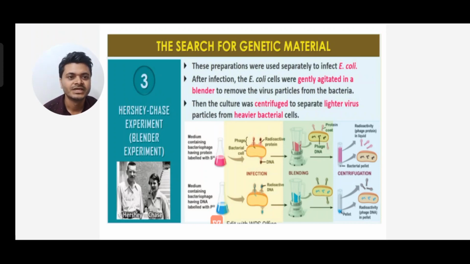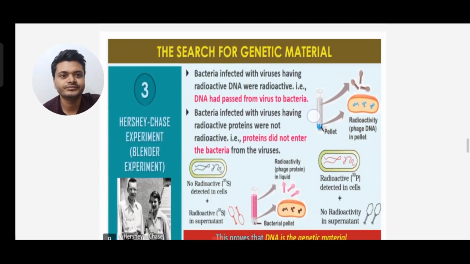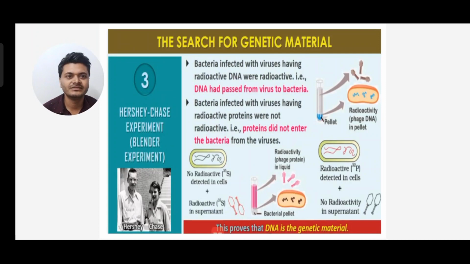Then it was injected, blending was done, and centrifugation. You could see that the radioactivity, the phage DNA, is in the pellet. So bacteria infected with viruses having radioactive DNA were radioactive. That is, DNA has passed from virus to bacteria, and bacteria infected with virus having radioactive proteins were not radioactive because protein did not enter the bacteria from the virus. You can see the diagram. So this proves that DNA is the genetic material.